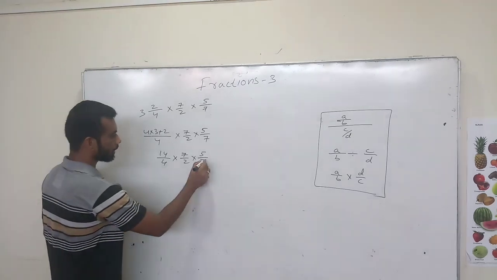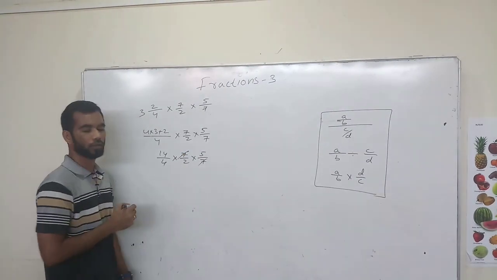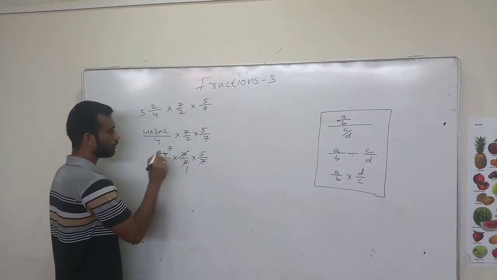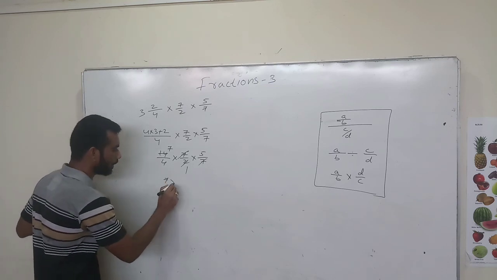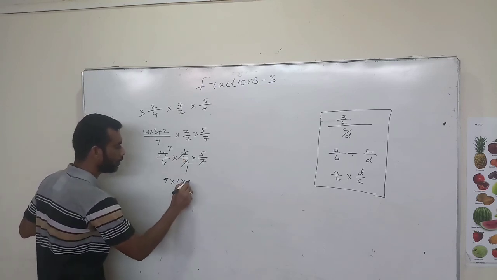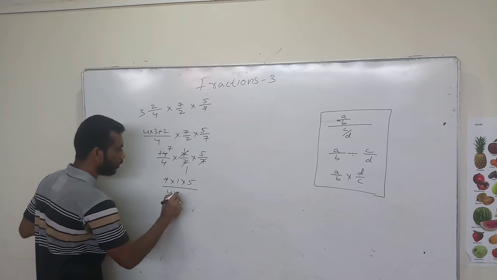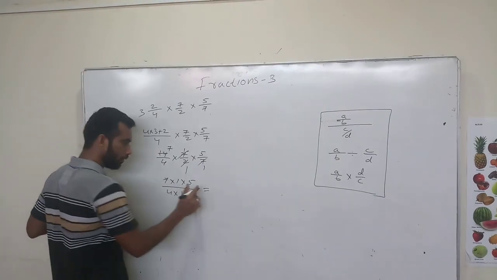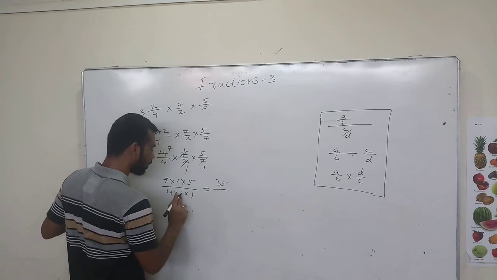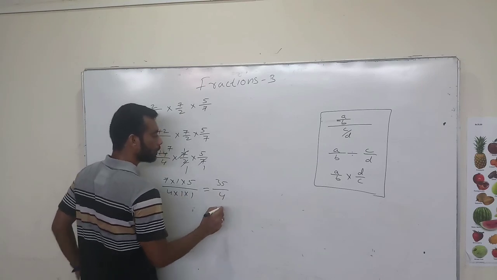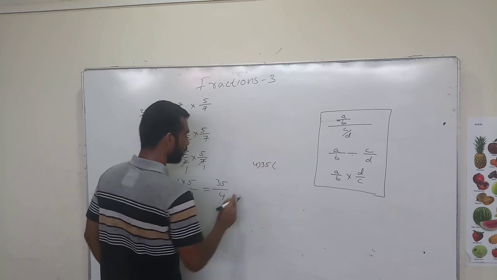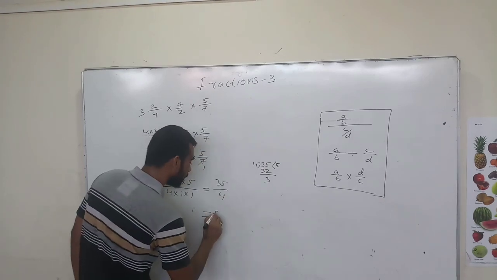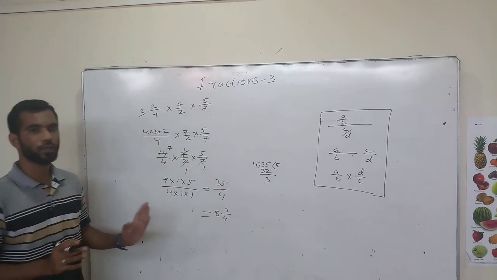See, here it is 7, here also it is 7, they get cancelled. Remember, 2 7s are 14. What remains now? 7 into 1 into 5 by 4 into 1 into 1. 7 5s are 35, and 4 1s are 4. Now go for the lowest form. 4 8s are 32. What remains? 3. The answer is 8 3 by 4.